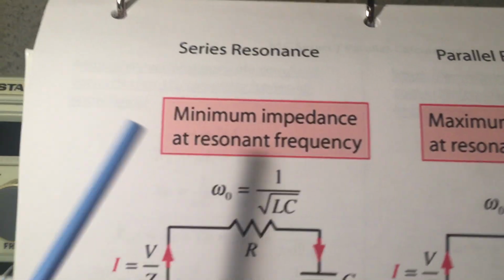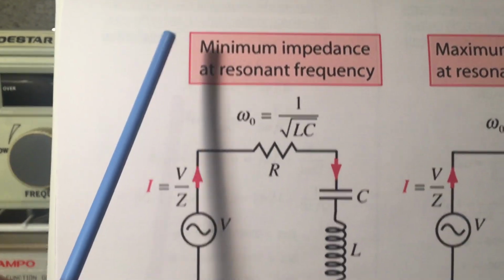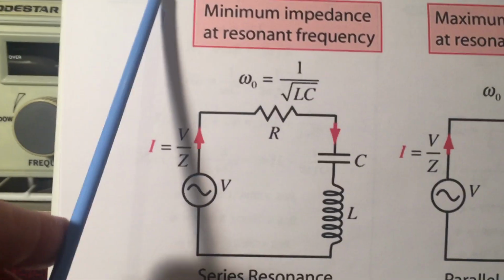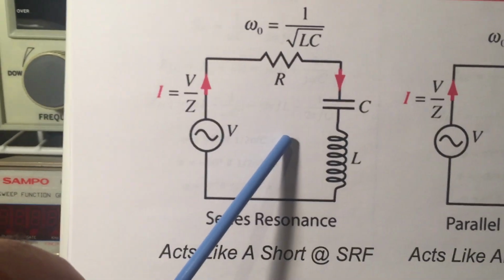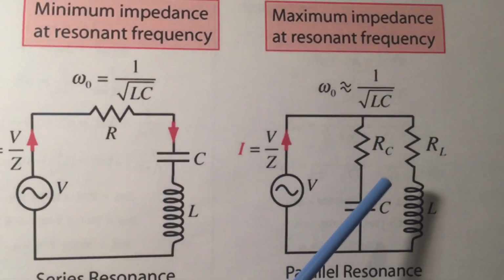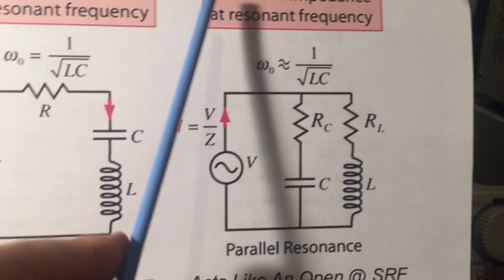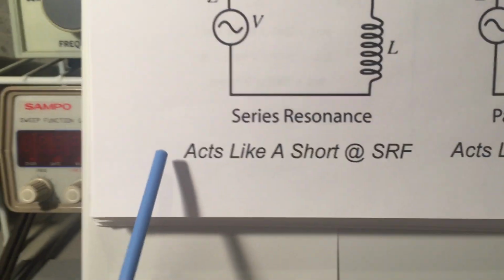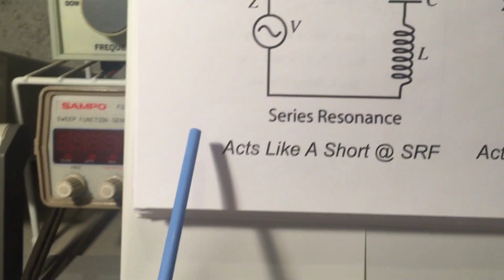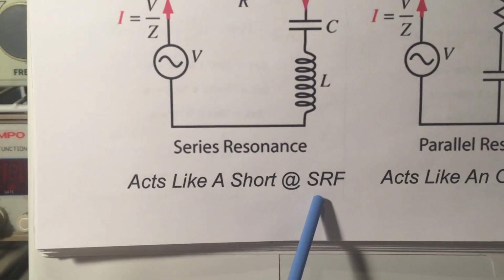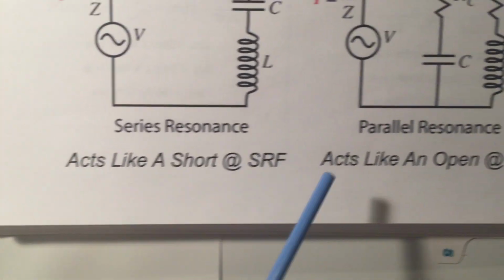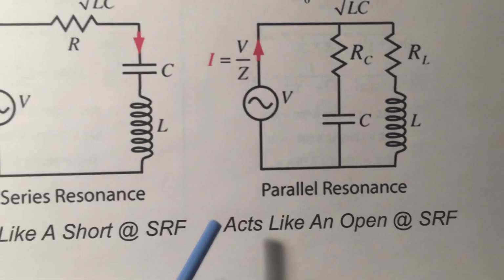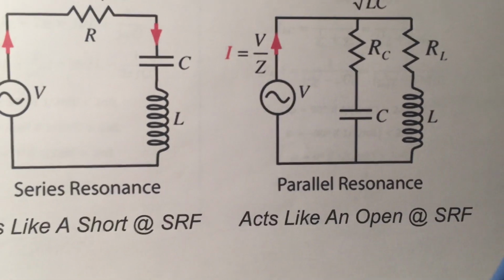But the important point is when we look at the series resonant circuit, it has a low impedance at the resonant frequency, and we compare that to a parallel resonant circuit that has a high impedance at the resonant frequency. So basically, the capacitor at resonance acts like a short, impedance is very low, and the parallel circuit here, the inductor, acts as an open, so the impedance is very high.